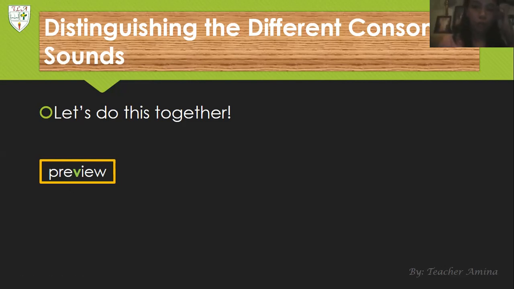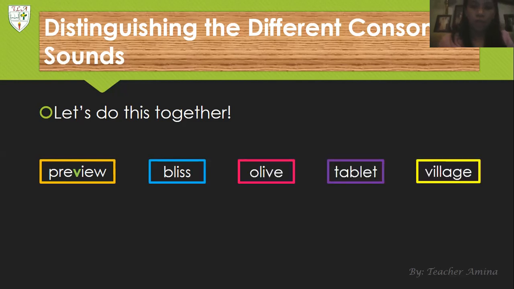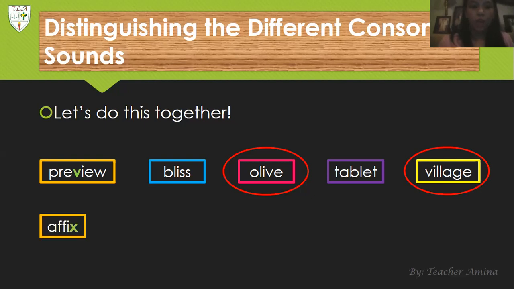which word has the same consonant sound as the one highlighted on the orange box. Okay, so for the first one, we have preview, which has the highlighted letter V on it. So the ones that we're going to choose from are bliss, olive, tablet, and village. So which of these words have the V sound on it? So we have olive and village. That's right.